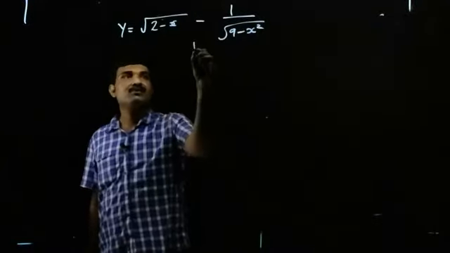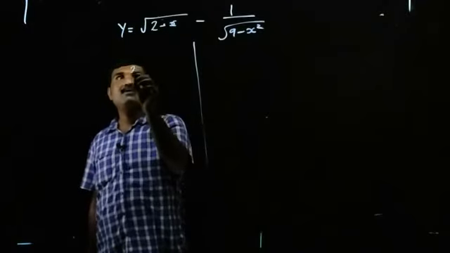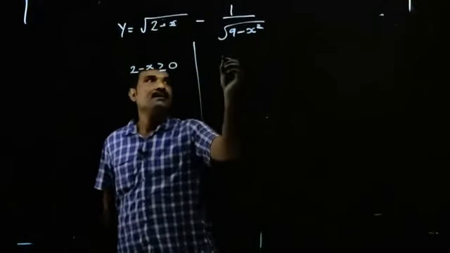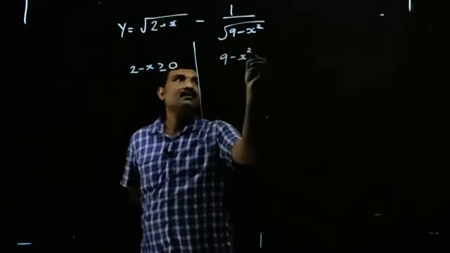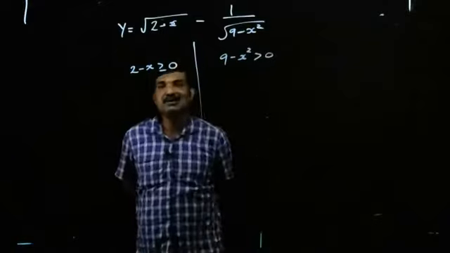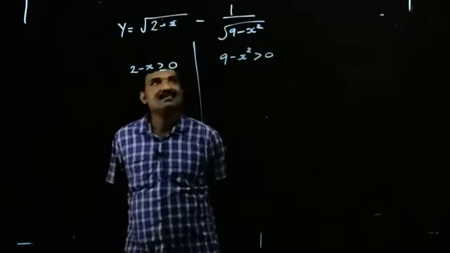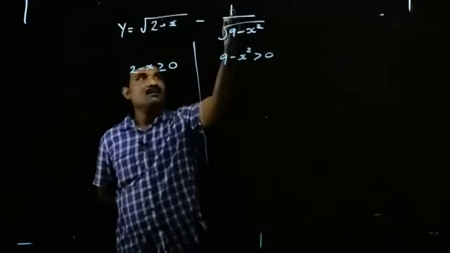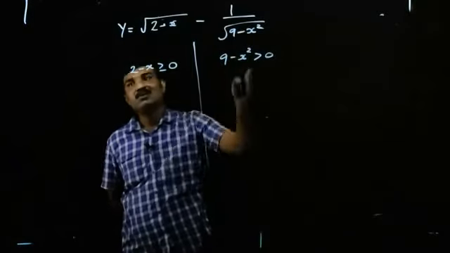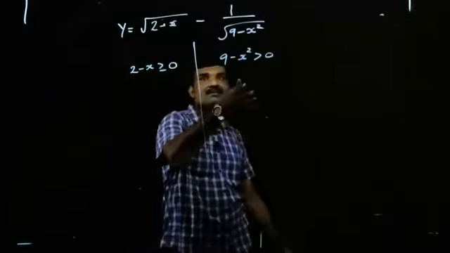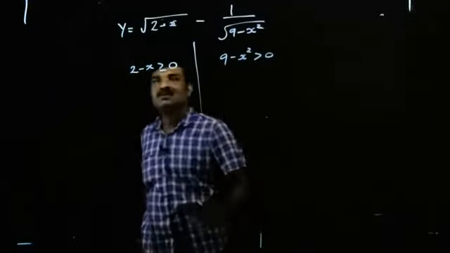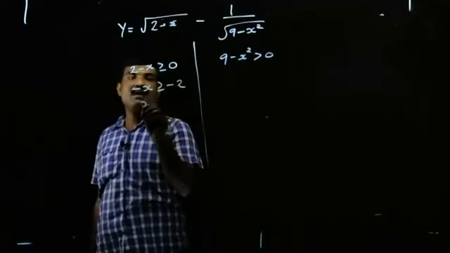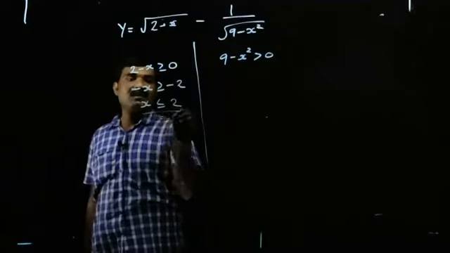So we have two sections. For this domain, we can write 2 minus x greater than or equal to 0, and 9 minus x square greater than 0. 0 is excluded, since this term is coming in the denominator. When this becomes 0, the denominator becomes 0, so 1 by 0 will be infinity. So we can write minus x greater than or equal to -2, or x less than or equal to 2.